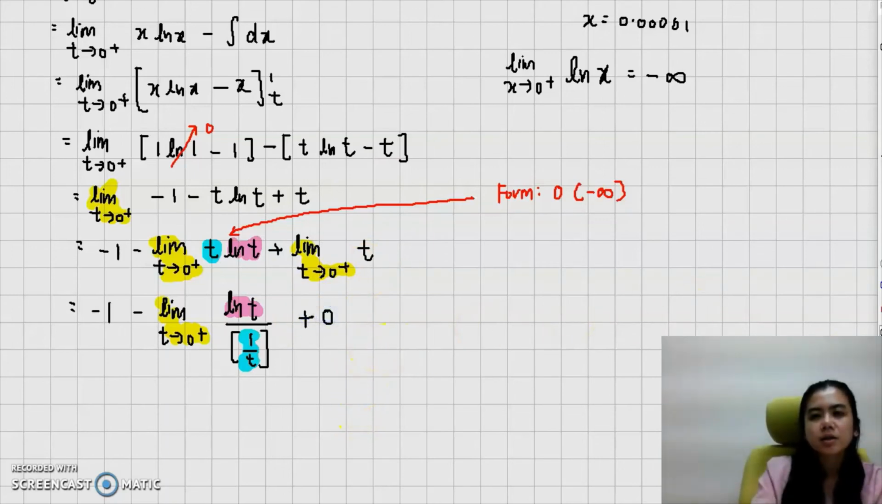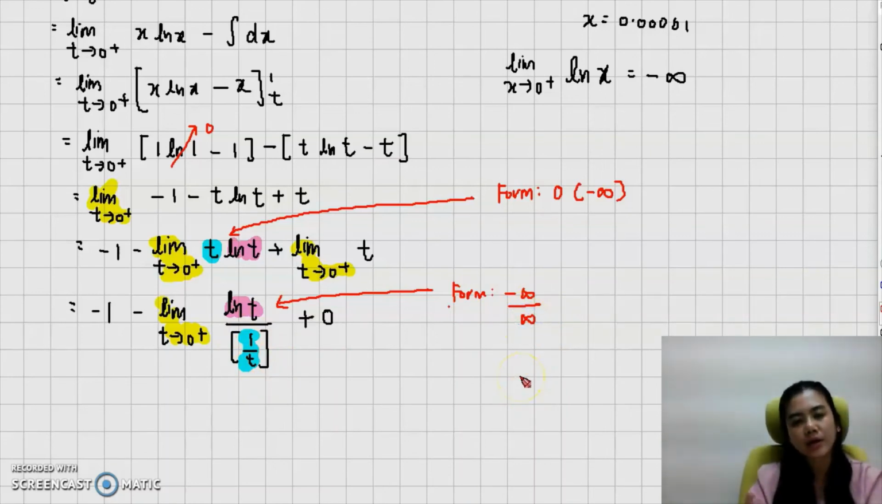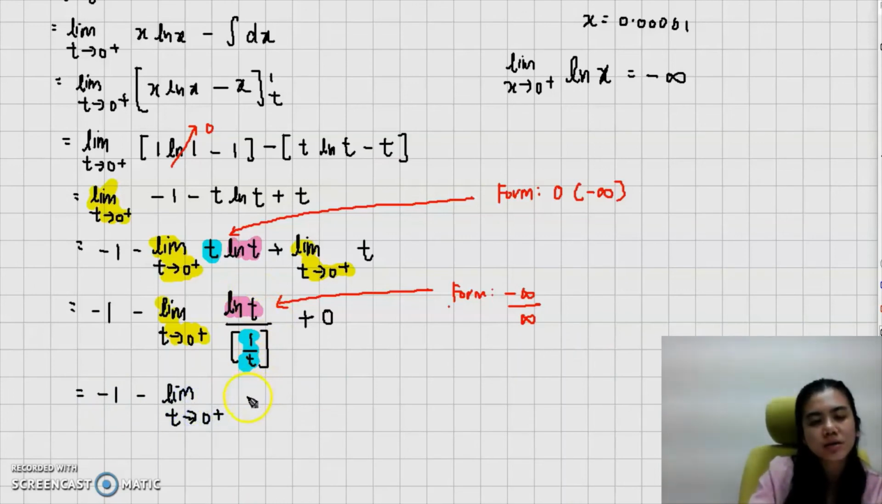Let's analyze this form. If you analyze it, we will have a form of negative infinity over 1 over 0. 1 over 0 is infinity, so you have infinity over infinity. That is the time that you're going to use the L'Hopital rule. Before you use it, make sure that they are in a form that will be easy for you to do the differentiation. So the ln, just keep the ln, but I can rewrite this as t to the power of minus 1. I'll just rewrite the form plus 0, just leave it.